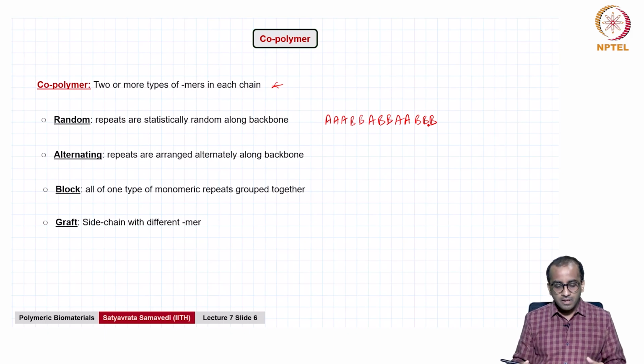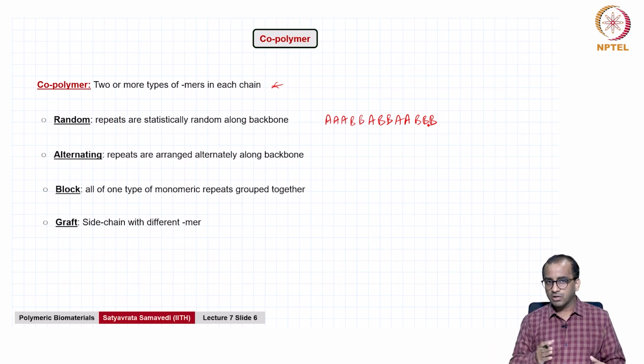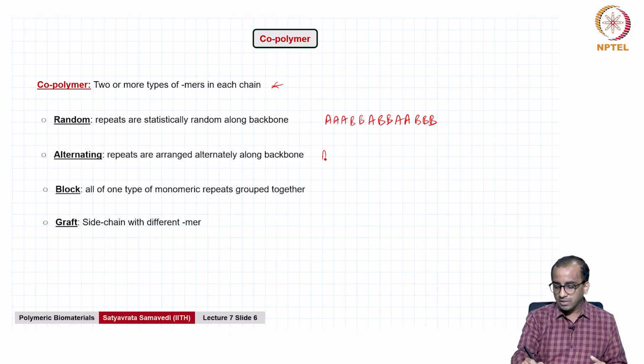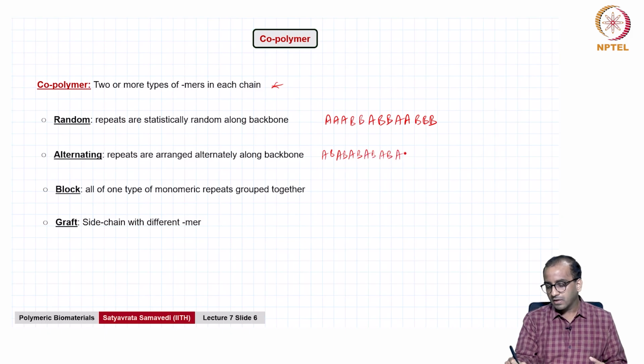You can also have alternating copolymers where the monomers are placed on alternating positions along the backbone. Again, you see, we are talking about the backbone itself here. So, here this will look something like this, where A and B are the two mers.